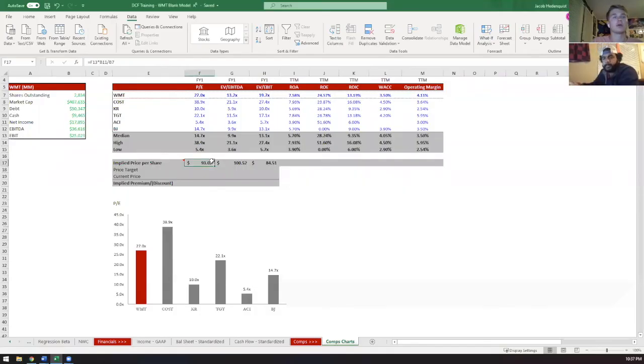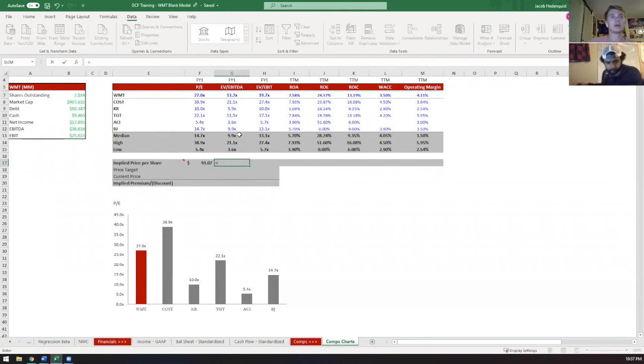All right, so I realized I made a quick mistake here. Nothing material, but given that we have all our assumptions right here, there's no reason for us to be linking this to other tabs when we can link it to all these assumptions. I'm going to delete this right here. And so our implied price per share, we're going to take, as I said before, that median P/E. We're actually going to multiply that by our net income. That's going to get us our equity value, which we're then going to divide by shares outstanding. $93.02 is our implied price per share.